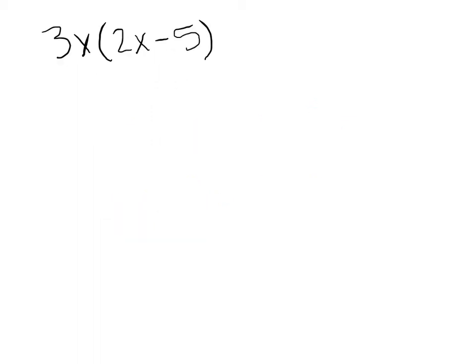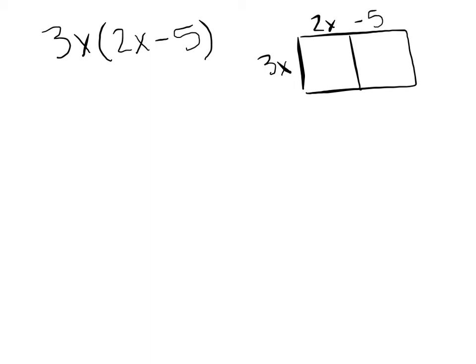So here's another one that can be done both ways. If we wanted to use an area model, we could label the short side as the 3x, the thing that's alone. The long side is split in two, and we would have 2x and minus 5. The area of the first one would be 3x times 2x, which is 6x squared. The area of the second rectangle is 3x times negative 5, which is negative 15x. When we add these together, we get 6x squared minus 15x.